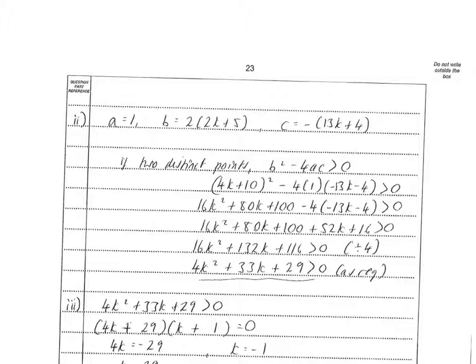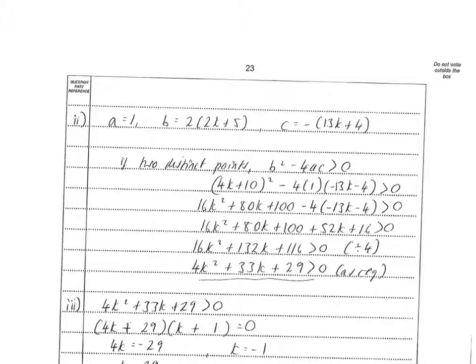So to do that part of the question, they've started by identifying that if it's got two distinct roots, the discriminant is greater than 0. Then they've identified what a, b and c are for that quadratic, which is this line. They've multiplied it out. Again, be very careful over here. As you can see, you've got minus signs.